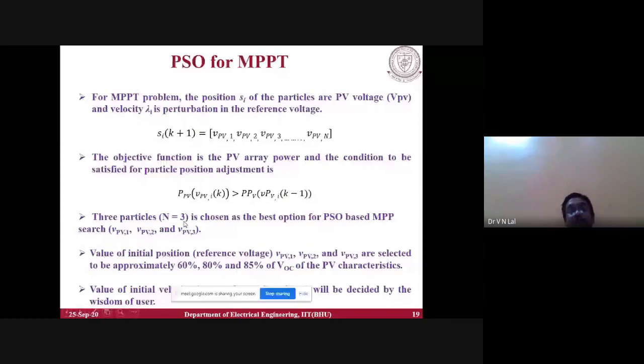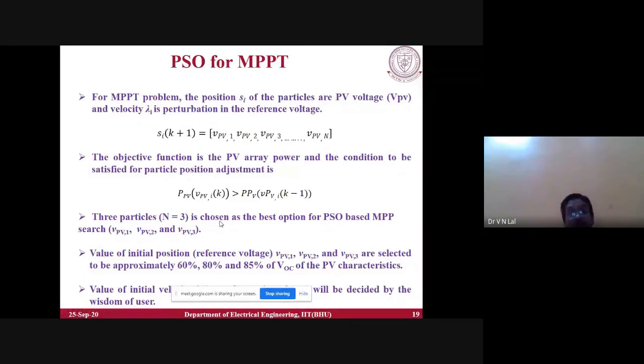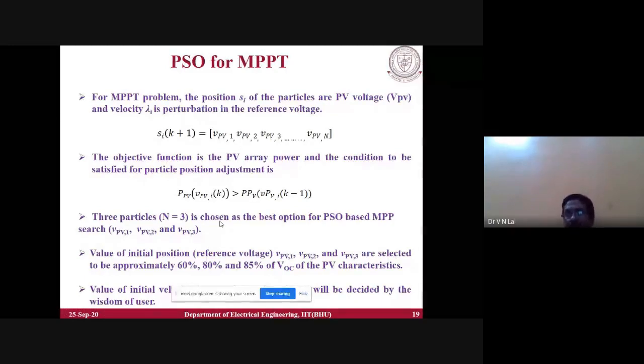Okay, so the bare minimum of 3 particles is able to give the solution to find the maximum power point very easily, very effectively, and very fast. So I've chosen this number. That's why the simplicity of PSO regarding MPPT is justified.